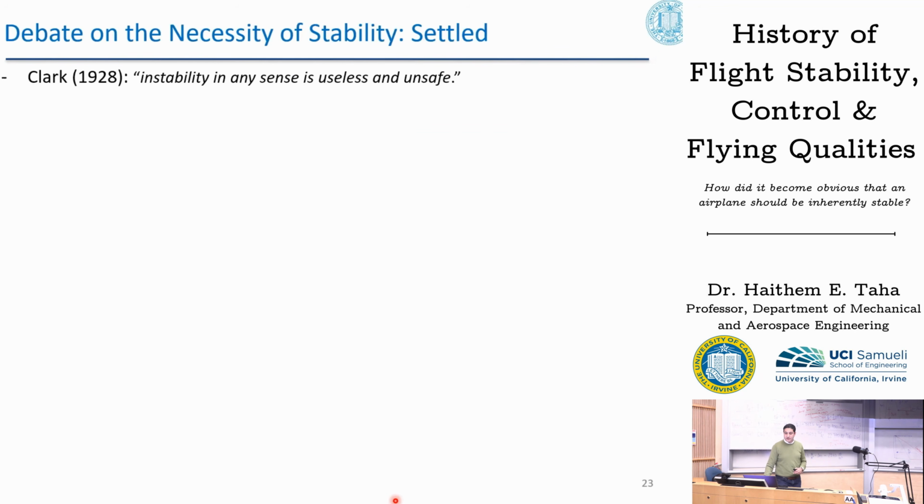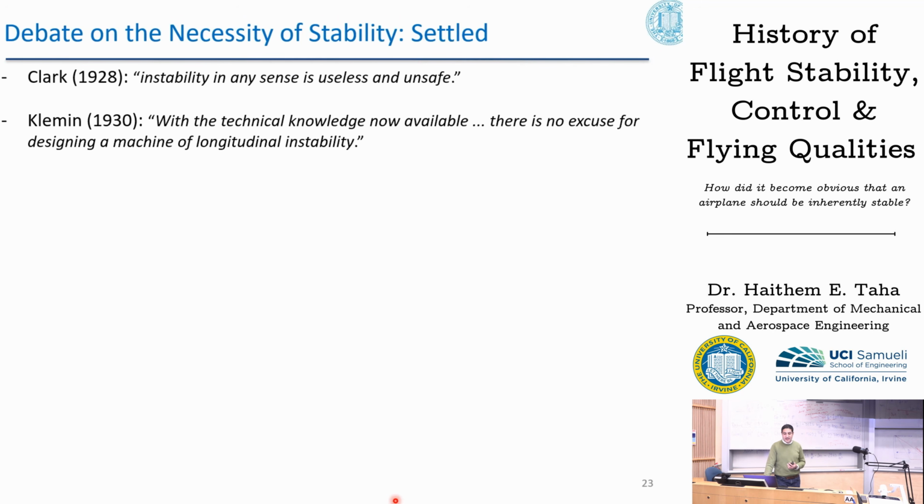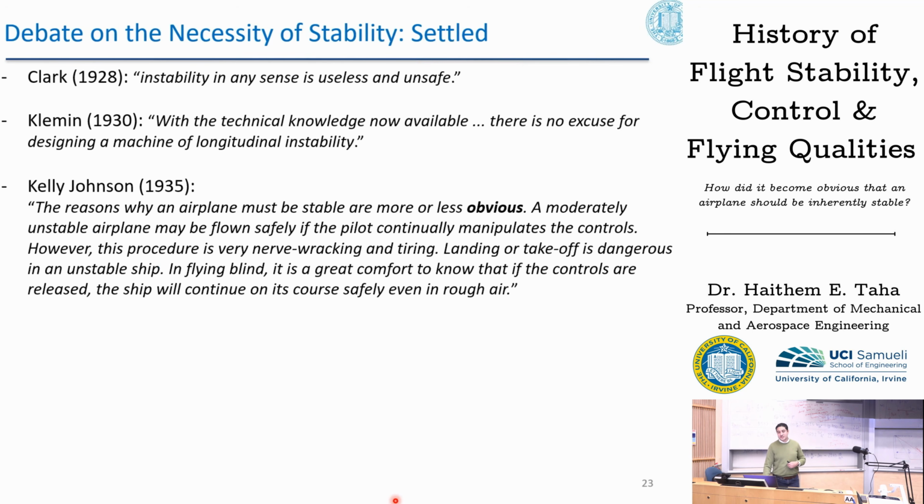Here are some quotes. "Instability in any sense is useless and unsafe. With the technical knowledge now available, there is no excuse for designing a machine of longitudinal instability." The famous Kelly Johnson: "The reasons why an airplane must be stable are more or less obvious. A moderately unstable airplane may be flown safely if the pilot continually manipulates the controls. However, this procedure is very nerve-wracking and tiring. Landing or takeoff is dangerous in an unstable ship. In flying blind, it's great comfort to know that if the controls are released, the ship will continue on its course safely, even in rough air."